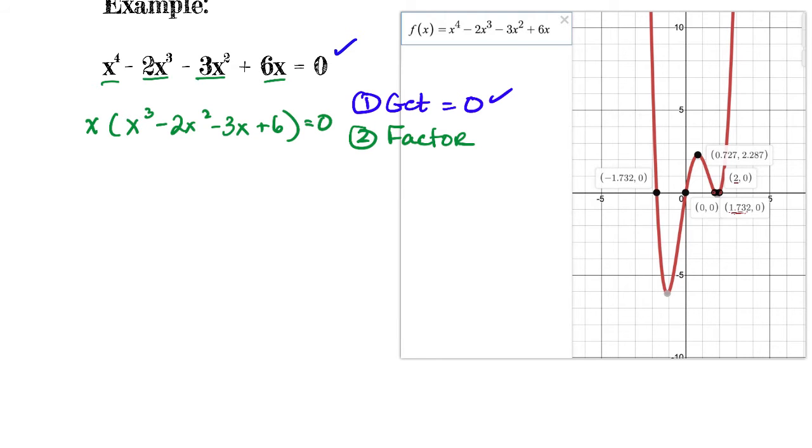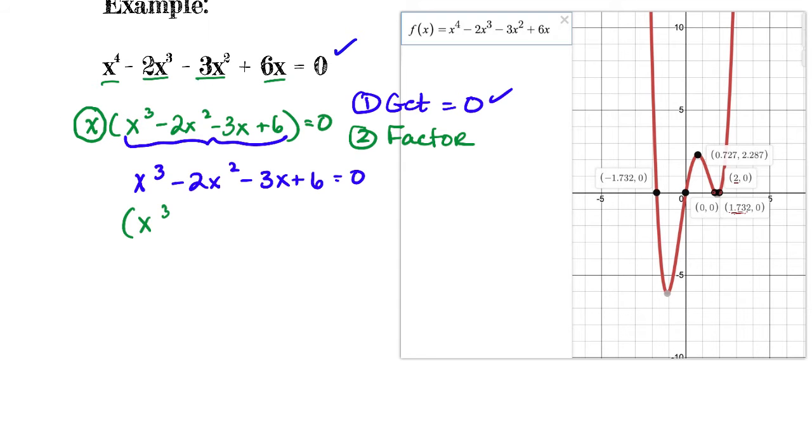Let's see. Now, at this point, we do have it factored partially. In this x, we just got to keep track of him. Okay, don't lose track of him. But now we're going to focus on factoring what's left over. So that's x cubed minus 2x squared minus 3x plus 6. We can see it's got 4 terms. So let's group it. Remember, we capture the negative inside.